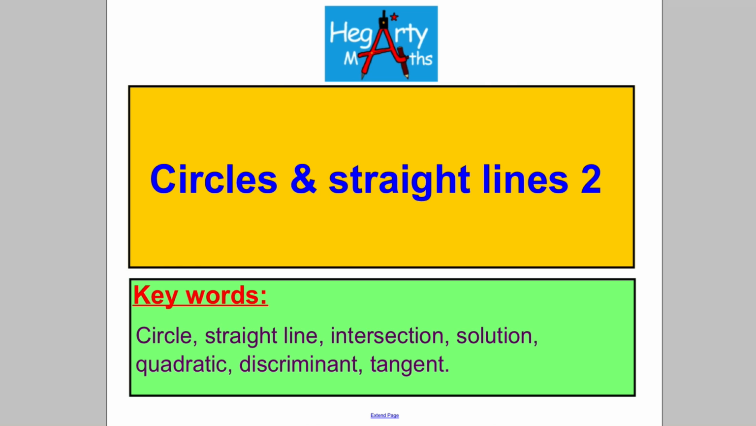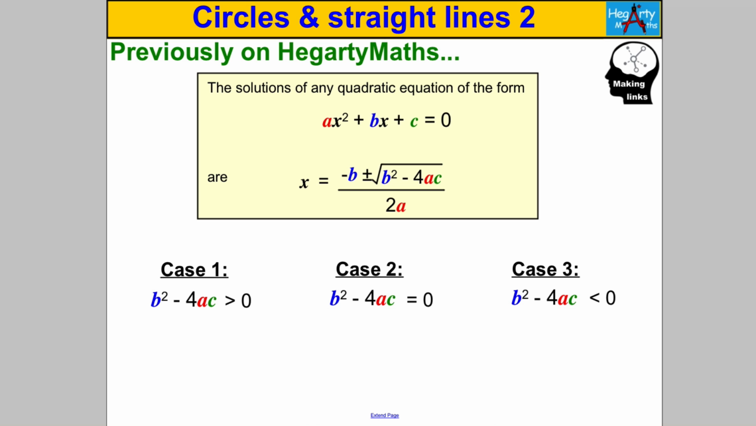Let's start with something I want you to know. Previously on Hegarty Maths, when we solve quadratic equations in the quadratic section, any general quadratic of the form ax squared plus bx plus c equals 0, we realized that we could solve it by the quadratic formula given here. But we also realized there were three cases about a solution depending on what we called the discriminant, which was b squared subtract 4ac, the expression underneath the square root.